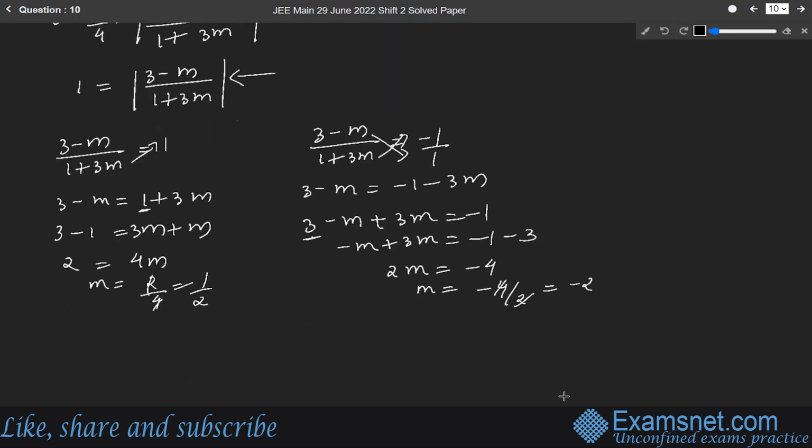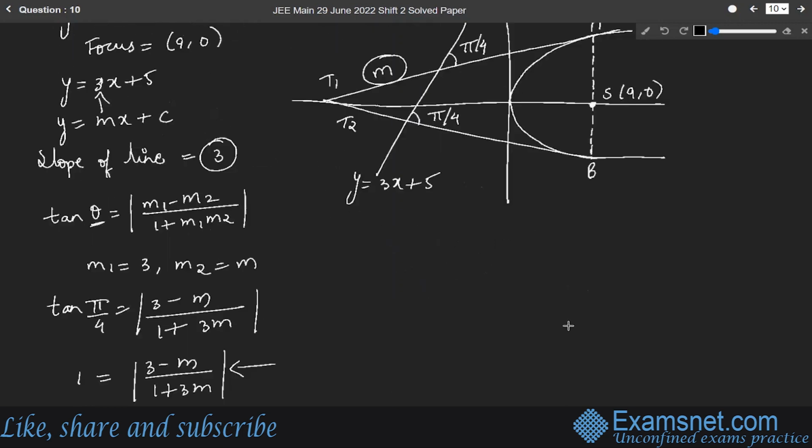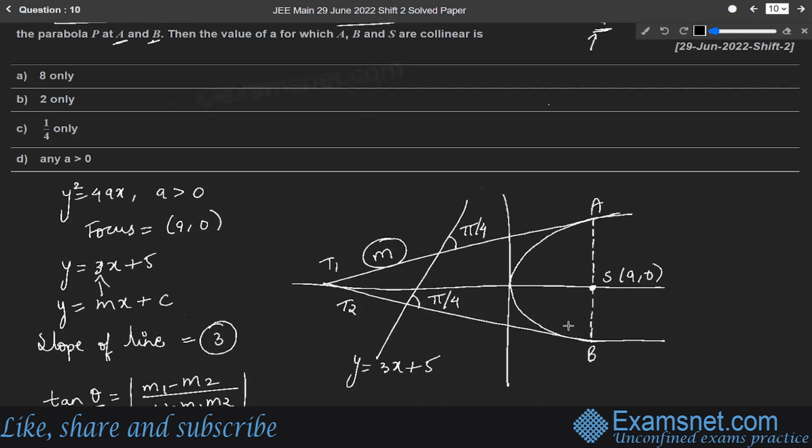You can see that we have two values of m. Here m is 1 by 2, and for the second case, m is minus 2. Now one thing comes to mind: why do we have two values for m? You can see that since we have two tangents, obviously we will have two slopes. So that is why we have two values for m. Now, if we talk about this AB, what is AB? AB is the focal chord. And do you know what the coordinates for the focal chord are?